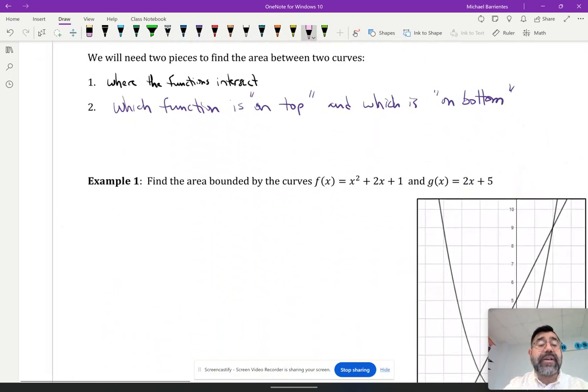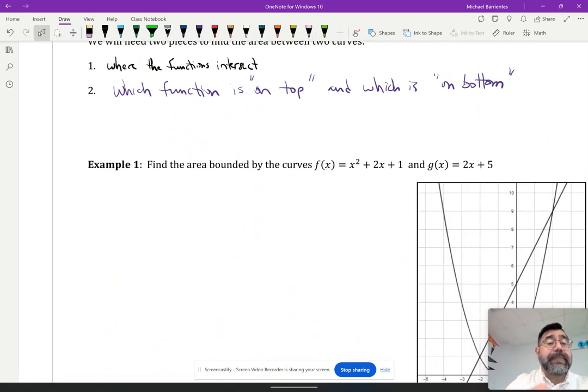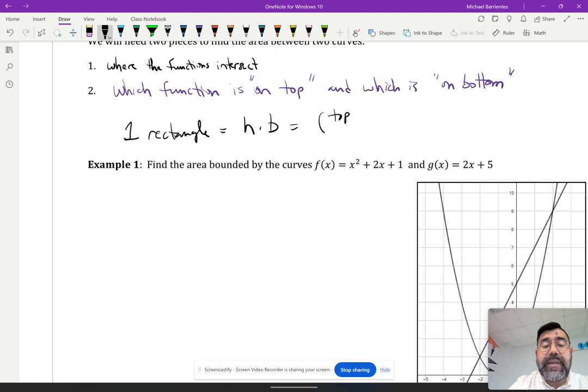So when I come over here, here's what we can say. One rectangle is equal to base times height. As a matter of fact, I'm going to switch it around. I'm going to say height times base. And here's why. The height is going to be the top function minus the bottom function.